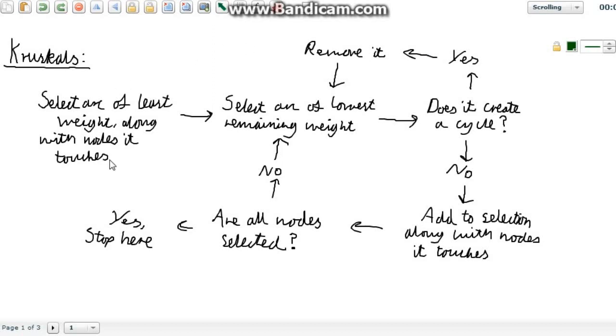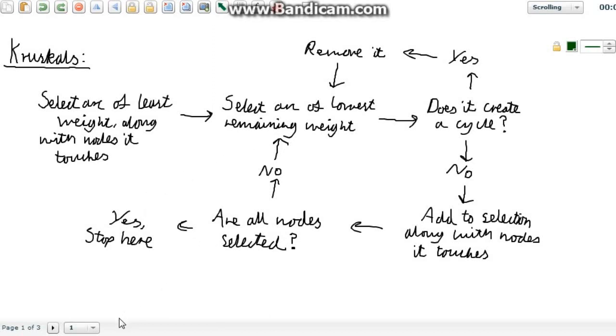So for Kruskal's, you start by selecting the arc of the least weight, along with any nodes that it touches. You then select the arc of the lowest remaining weight that hasn't been selected. You look to see if it creates a cycle. If it does, you remove it, just like on Prim's. If not, you add it to the selection along with any node it touches. If all the nodes are selected, you can stop. If not, you repeat. So it's a really simple, I think it's the easiest algorithm on the D1 paper.